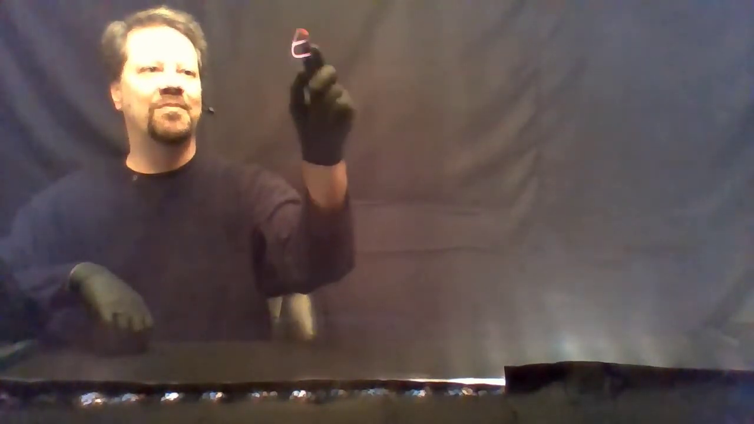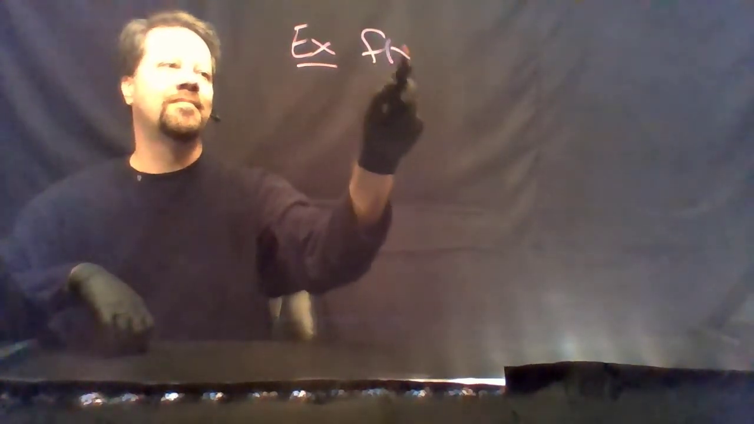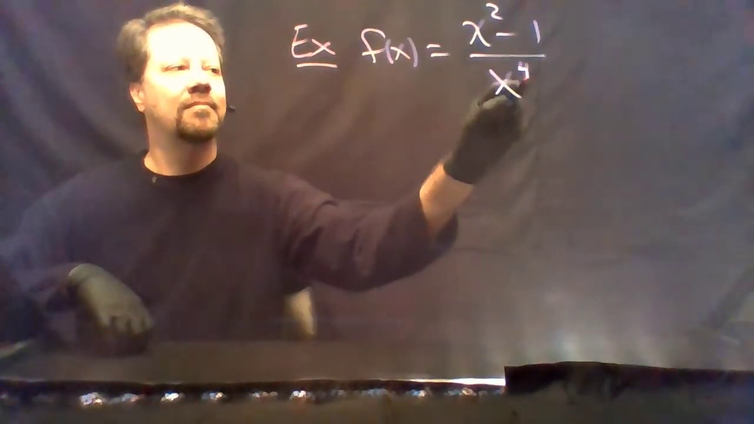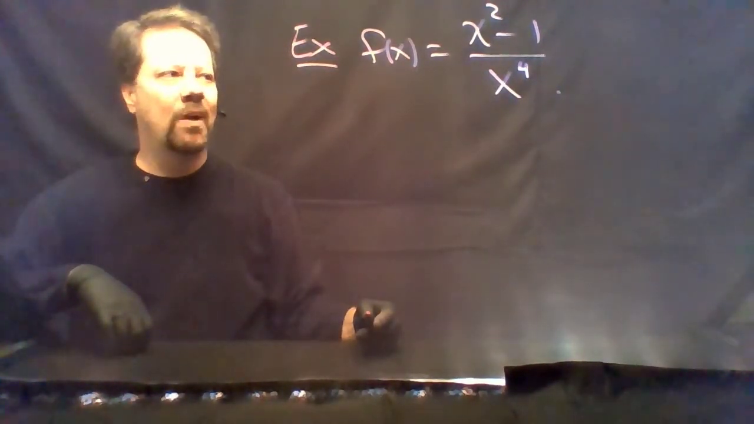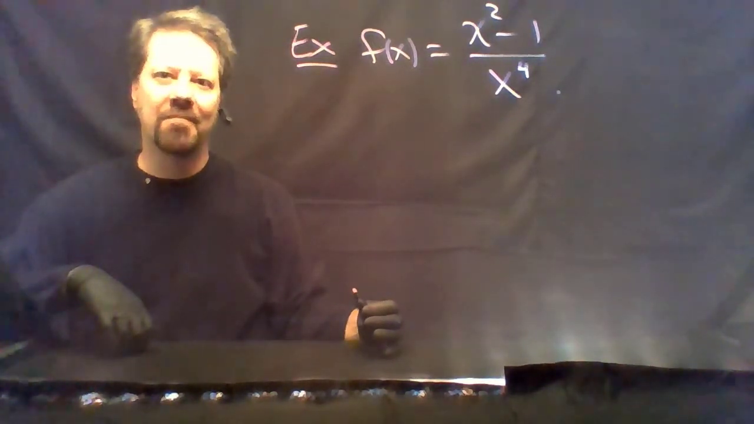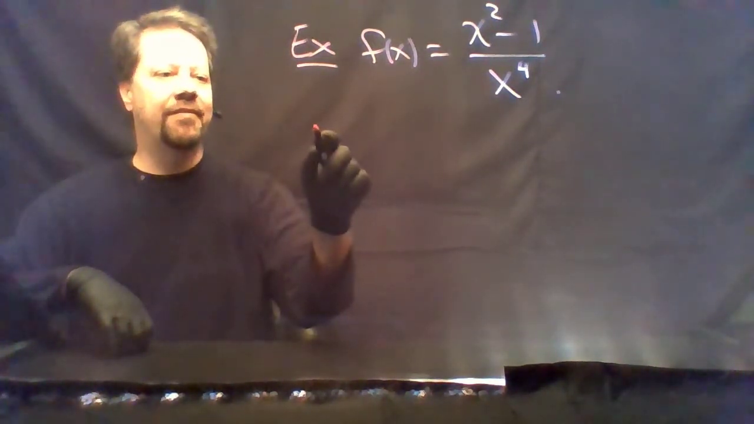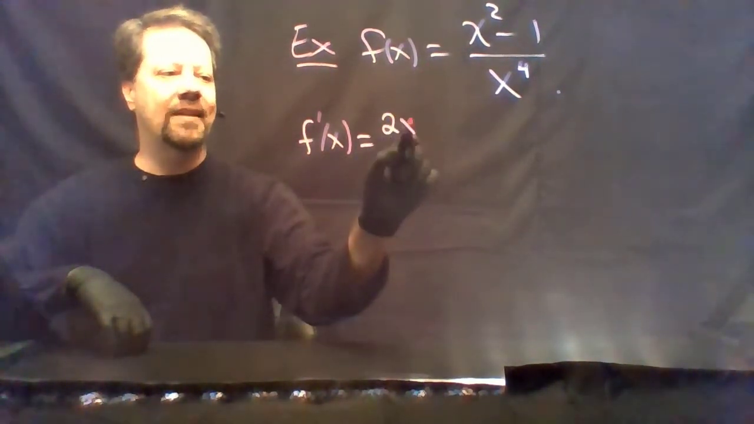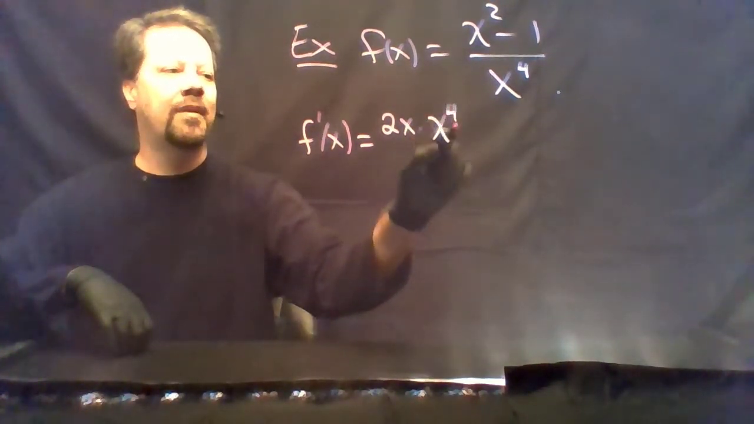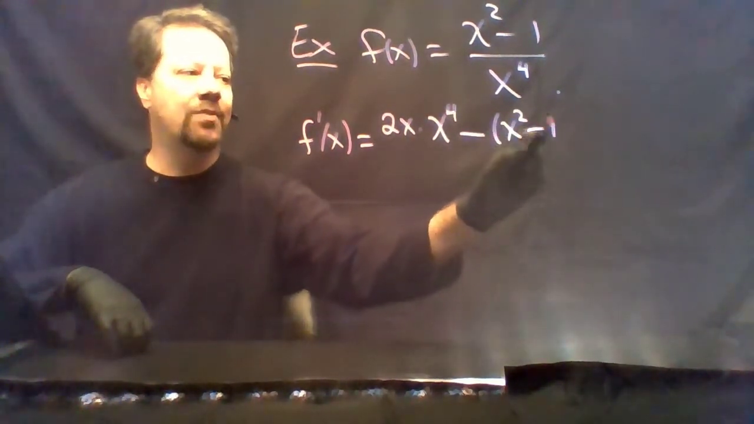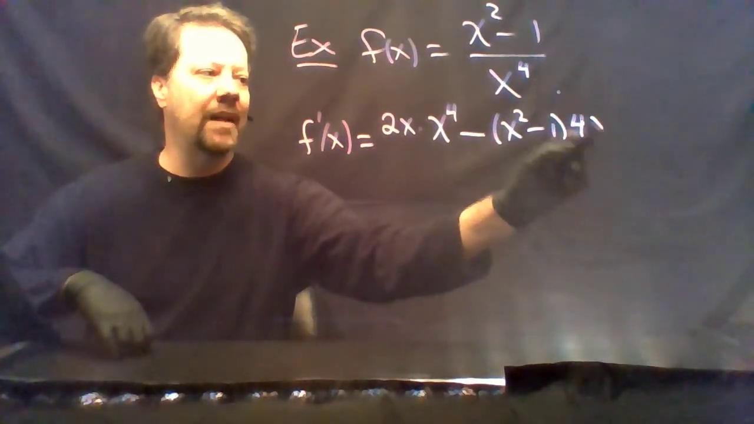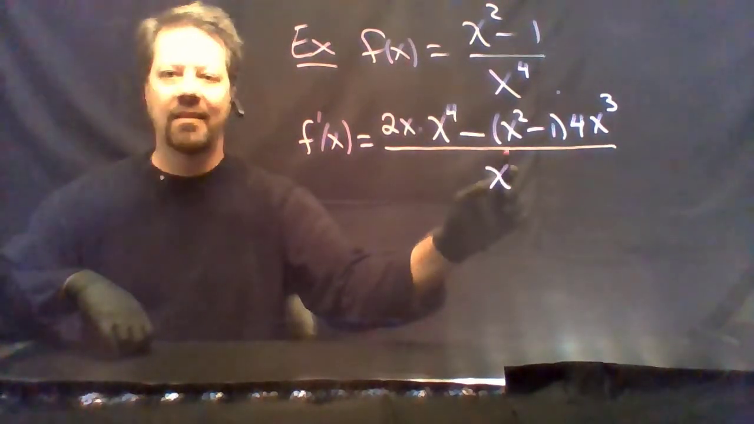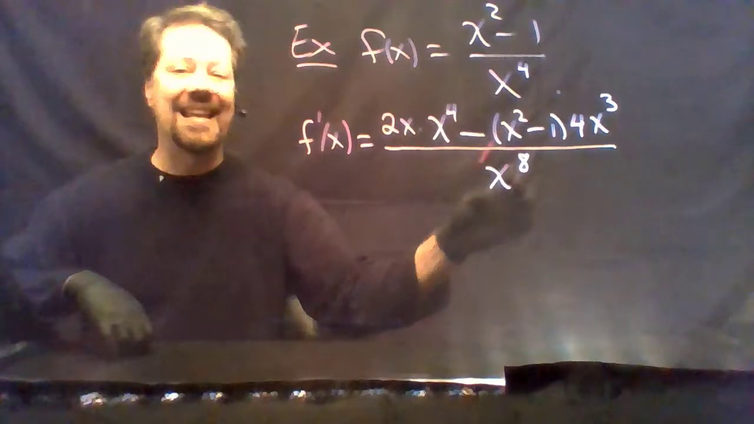Let's do another example. x squared minus 1 all over x to the power 4. Let's calculate the derivative. Derivative of the top is 2x times the bottom minus the top, x squared minus 1, times the derivative of the bottom, which is 4x cubed, divided by the bottom squared. x to the 4th squared is x to the 8th.